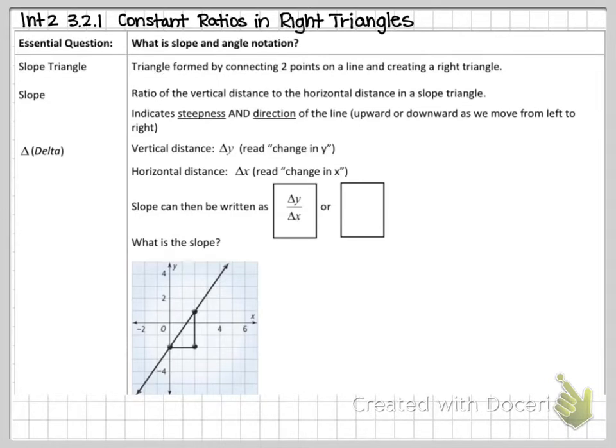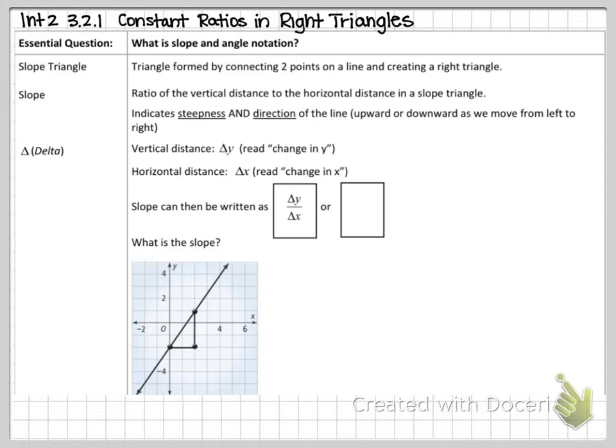Here are the notes for Integrated 2 3.2.1. If we take a look at this, today on this Ed puzzle is going to be mostly some vocabulary, but then there's also going to be a GeoGebra video that you need to watch that should help you out with today's assignment. So slope triangle itself, going back to kind of Integrated 1 stuff that you did previously.